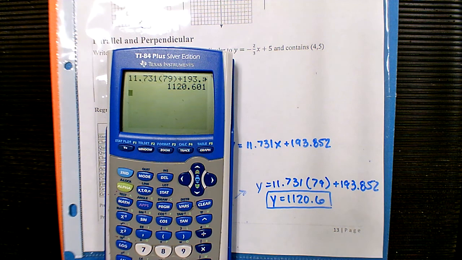So we would approximate or predict that if we had this grilled cheeseburger that had 79 grams of fat, it would be roughly around 1,120 calories. Could be a little more, could be a little less, but this is our prediction based off of that line of best fit.